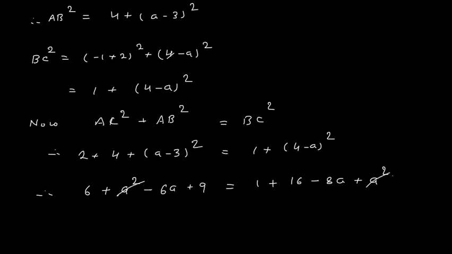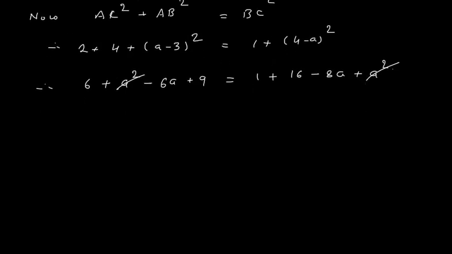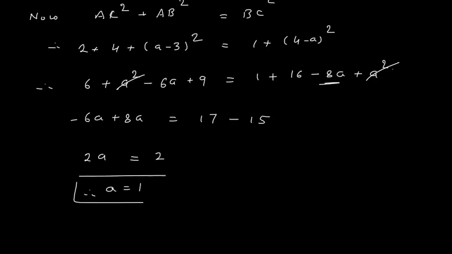So a square on the left hand side and right hand side cancel. This minus 8a I will bring to the left, so here it is minus 6a plus 8a is equal to 1 plus 16 is 17 minus 9 plus 6 is 15. So here it is 2a is equal to 2. Therefore a is equal to 1.